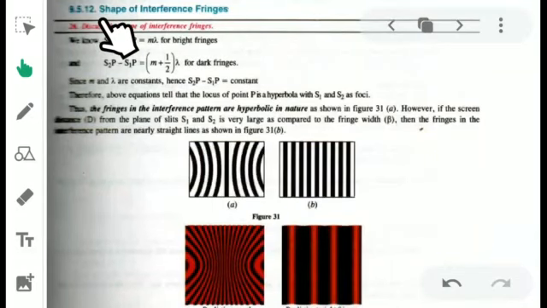Now we have to see what is the shape of interference fringes. The shape of the interference fringes is usually hyperbolic, but sometimes it is straight, when the distance between the plane of the source and the screen, that is capital D, is very much larger as compared to the fringe width beta.